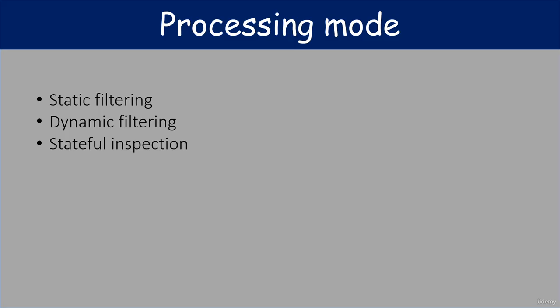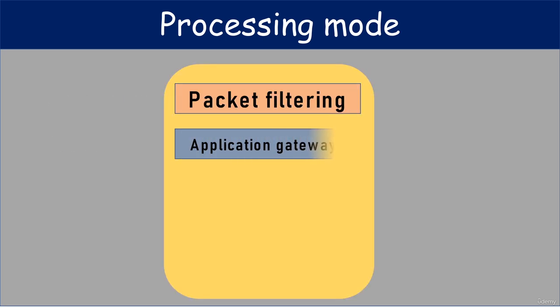So what is this? A stateful firewall keeps track of each network connection between internal and external systems using a state table. Okay, so then we have application gateways. So what is an application gateway? It is a firewall proxy which is frequently installed on a dedicated computer to provide network security.